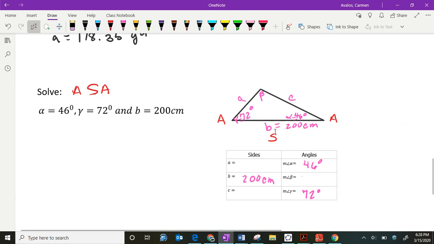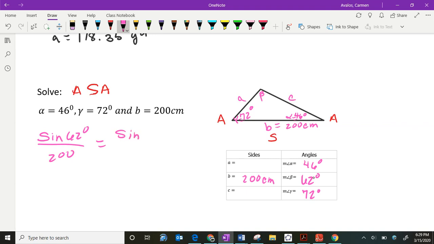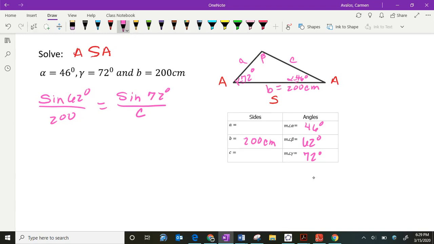So we could find beta by adding those two angles and subtracting the sum from 180, and that actually gives us 62 degrees. So that's going to be 62 degrees. Those should add up to 180 now. And then to solve it, we're going to do the sine of 62 degrees over 200 equals the sine of 72 degrees all over C. And then we do again our cross multiplication, and we end up with C is equal to 200 sine of 72 degrees over sine of 62.